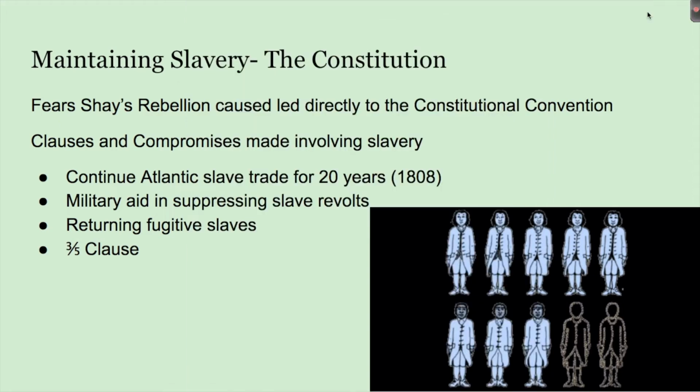The compromise that they came up with was that we will count slaves as 3/5 of a person for representation. So for every 5 slaves that you had, 3 of them counted for population and 2 of them did not. This was kind of an interesting conundrum, considering that Southerners often saw slaves as property and not people.